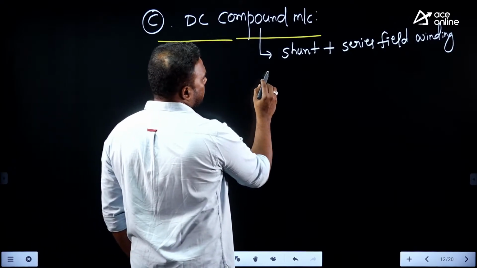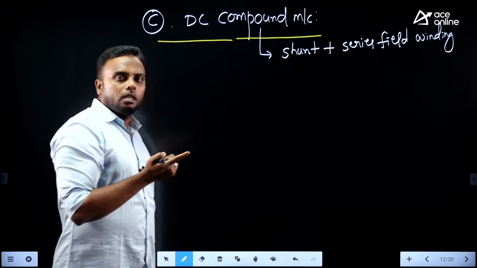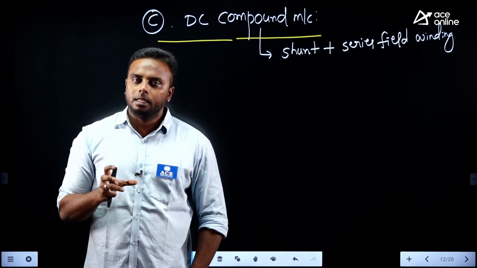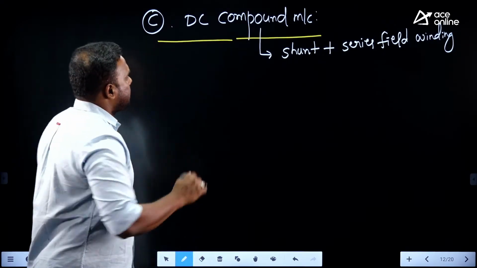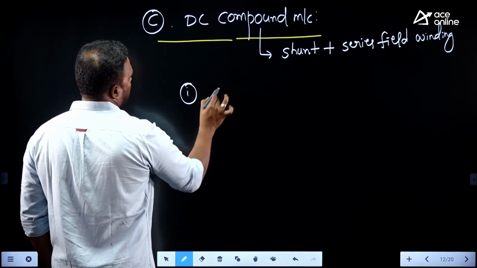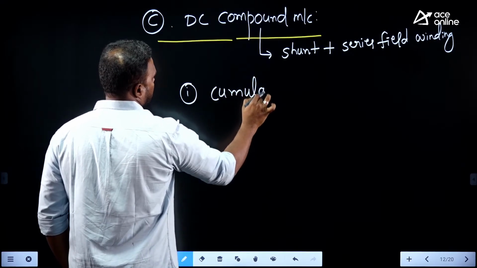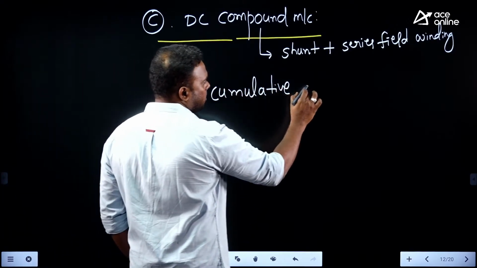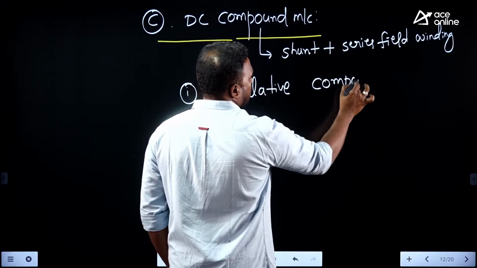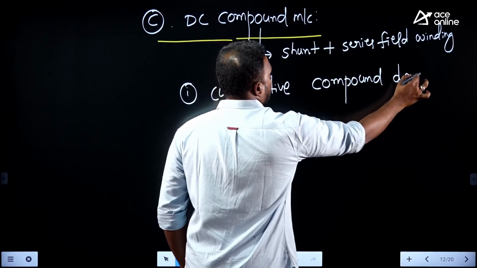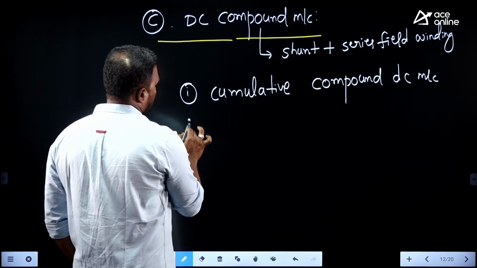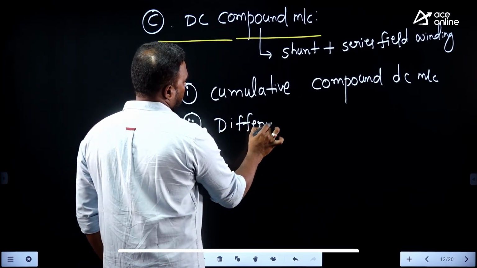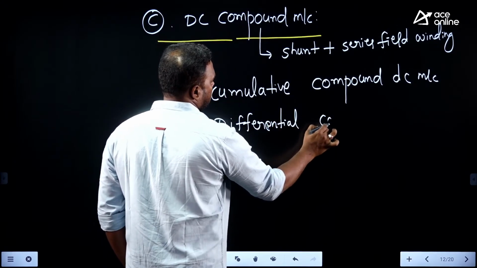As there are two fields, shunt and series, if the two fields are added, then we call it cumulative compound. If the same two fields are subtracted, then we call it differential compound. So based on this, we have two types. First one, cumulative compound DC machine, based on the magnitude of fields under the pole, addition or subtraction. Next, the second one is differential compound DC machine.